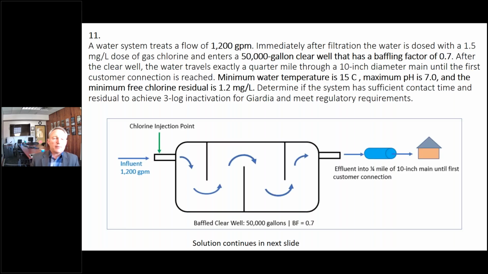So let's walk through it. Here's a diagram of the system. You see the influent coming in. It's entering the clear well. It's baffled, 50,000 gallons. Then it goes to a 1/4 mile of 10-inch main before it reaches the first customer.